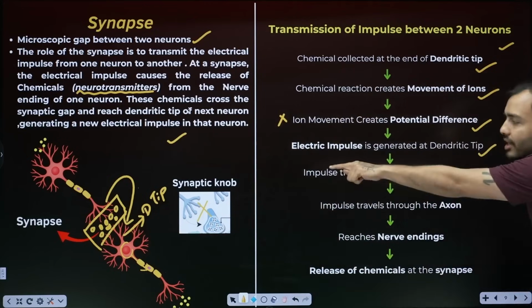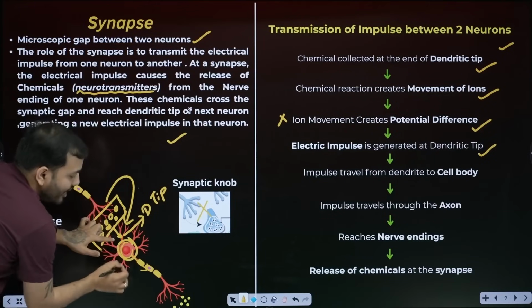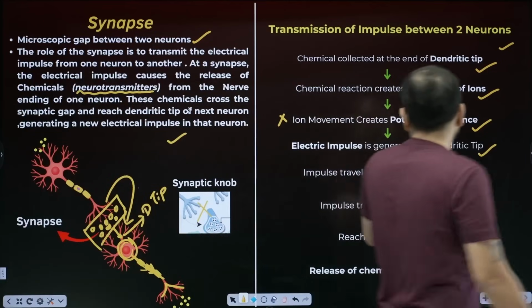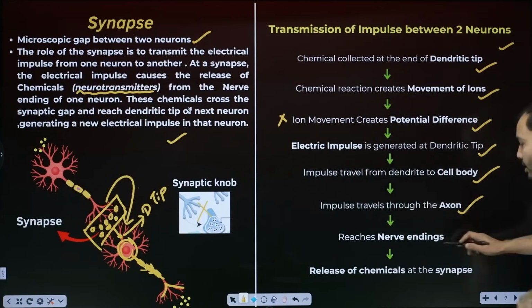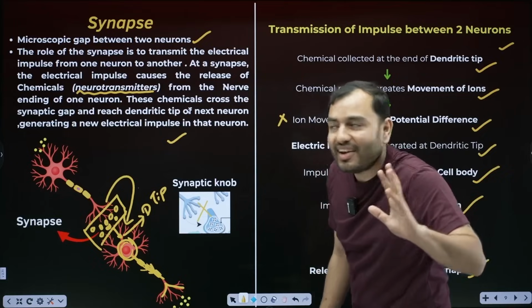Then what happened? Impulse travels. Once the electric impulse is created, it will go into the dendrite, then into the cell body, then into the tail, meaning the axon. Then where will it reach? The nerve endings. Impulse travels from dendrite to cell body, impulse travels through the axon, reaches the nerve endings, release of chemicals at the synapse. From here, what will happen? Chemicals were released. Say, did you understand awesomely?